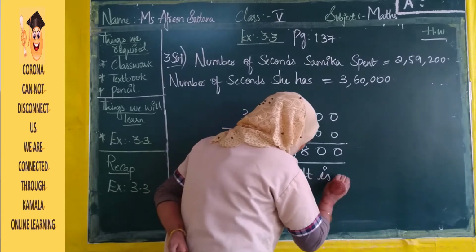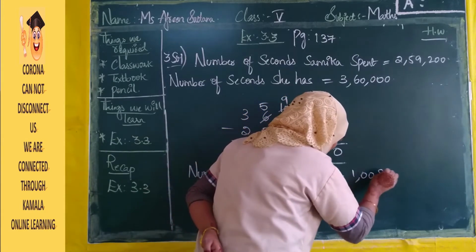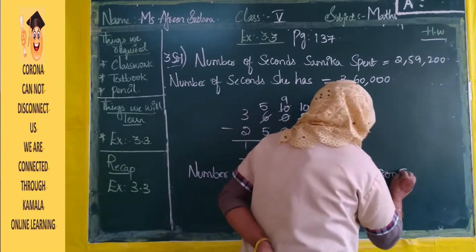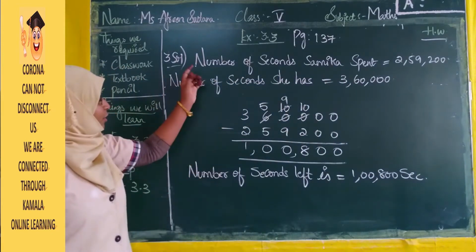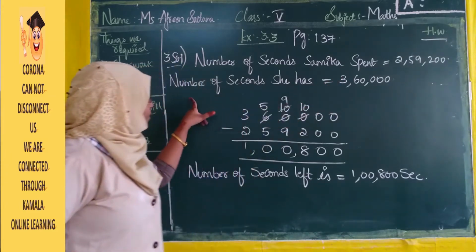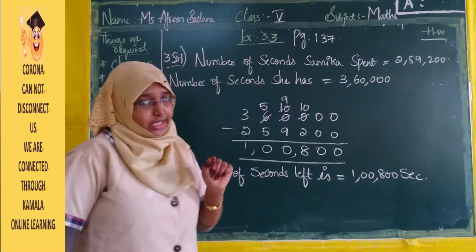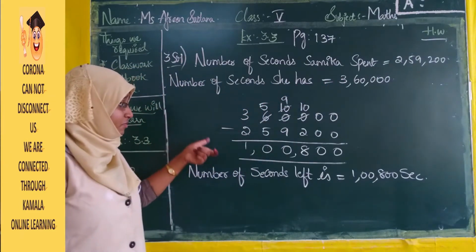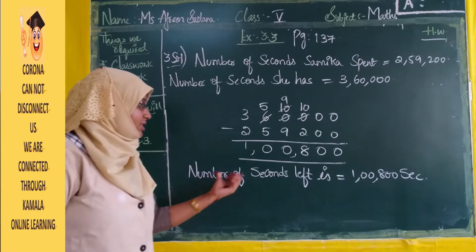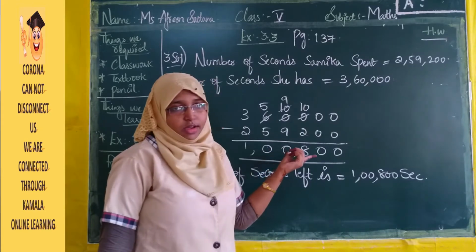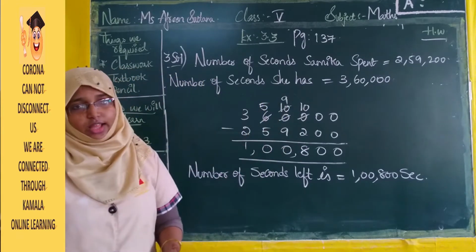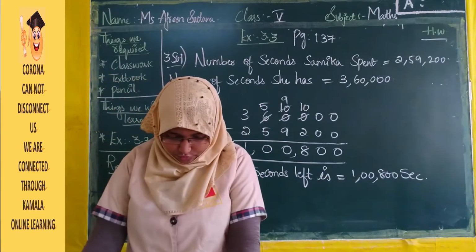Number of seconds left is 1,800,000 seconds. Okay. So number of seconds Samita spent, number of seconds she has, that is 3,60,000. If we have done some difference, we got the answer as 1,800,000. So this many seconds are left over out of 3,60,000 seconds. Now let us move to the next one.